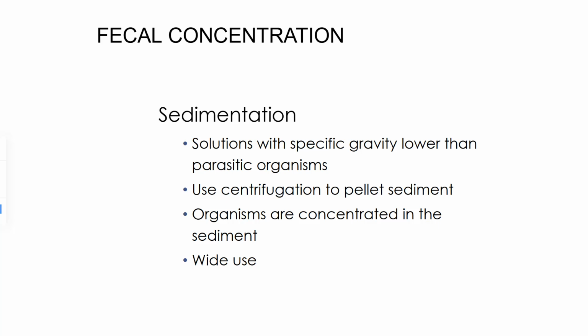Through the sedimentation process, solutions with specific gravity lower than parasitic organisms are added. We mix it into the fecal specimen. Then we use centrifugation to pellet the sediment. Organisms are concentrated in the sediment, and then we just take a scoop of the sediment and look at that under the microscope, and that's where the majority of our eggs should be.